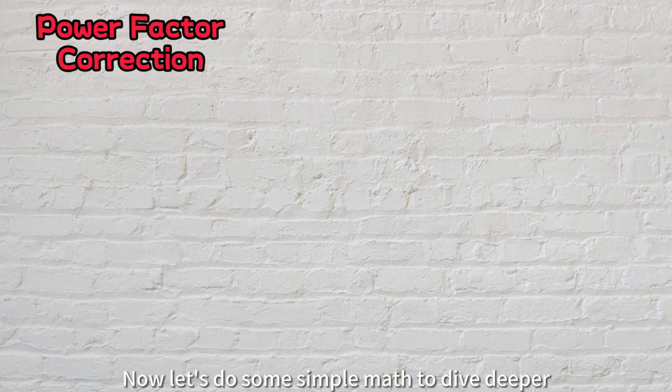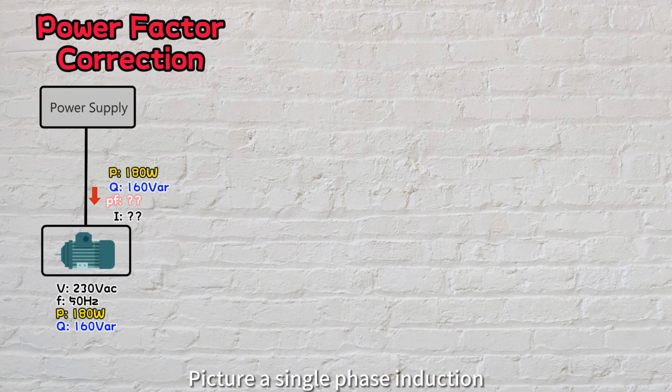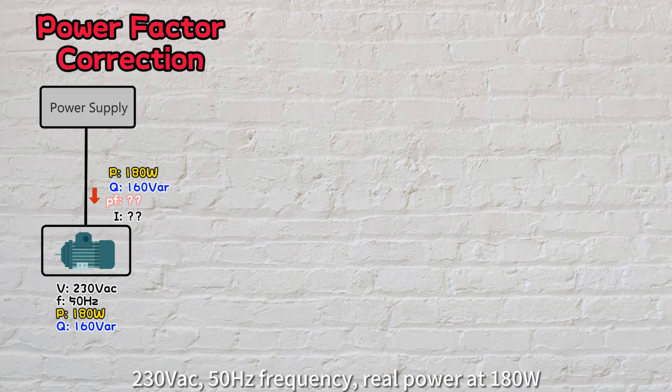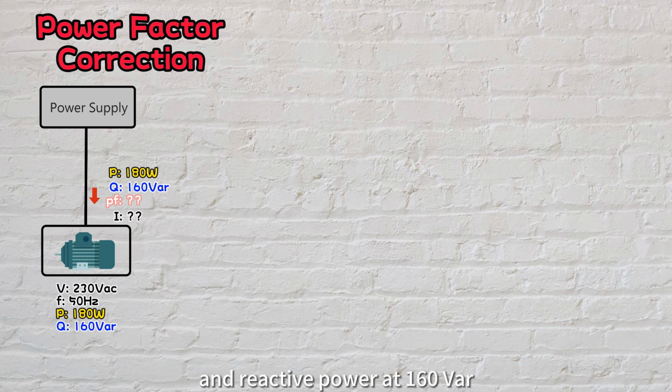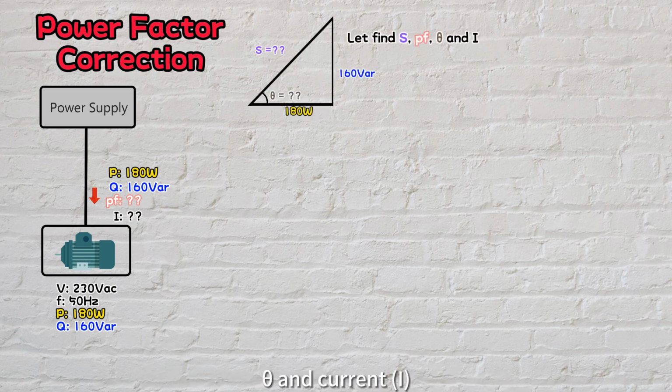Now, let's do some simple math to dive deeper into the power factor. Picture a single-phase induction motor with these specifications: 230 volts AC, 50 Hz frequency, real power at 180 watts, and reactive power at 160 VAR. Ready to solve the puzzle? Let's find apparent power, power factor, theta, and current.